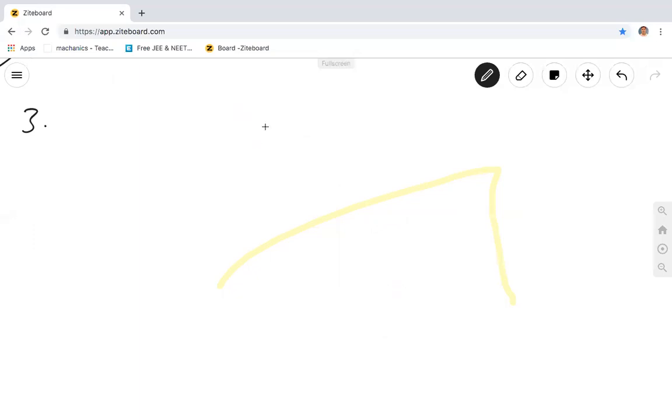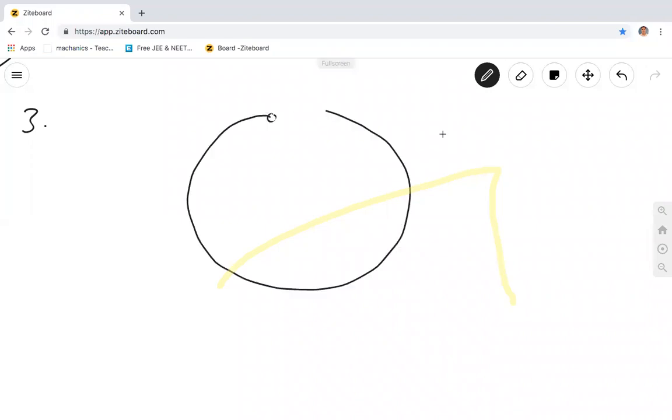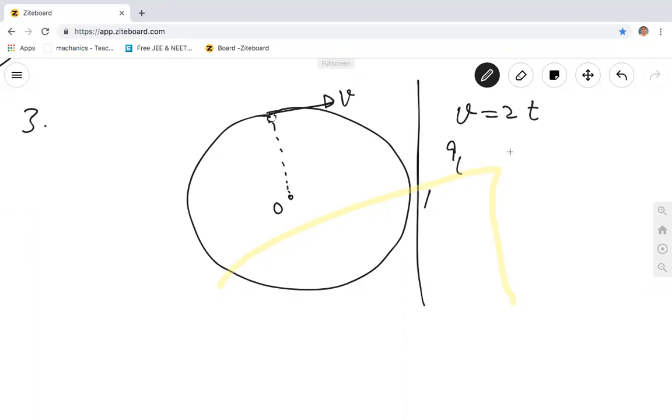See here, a particle is moving in a circle like this, and its speed is equal to 2t, right? That means its speed changes with time, right? Yes, sir. If speed changes with time, is there tangential acceleration? Yes, sir. Good, very nice. How much is that tangential acceleration? dv by dt, rate of change of speed, that's 2. So tangential acceleration you got 2 centimeter per second square.